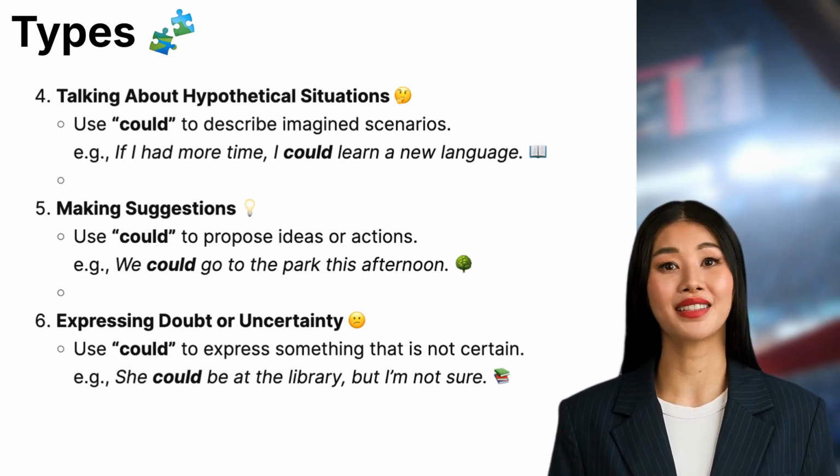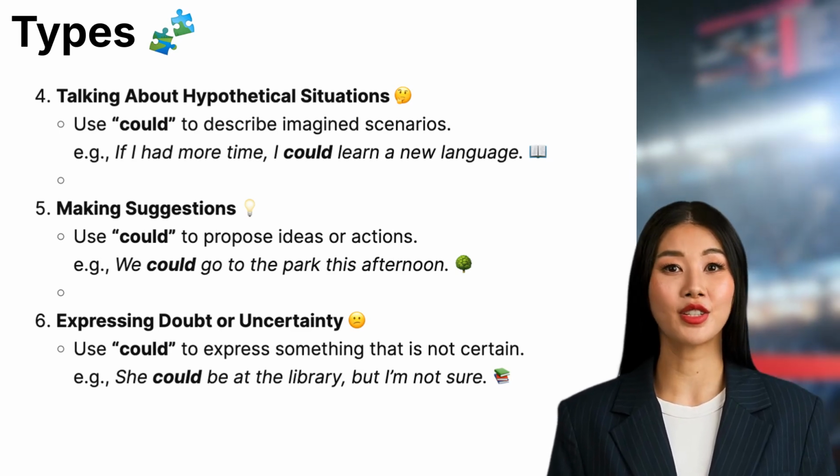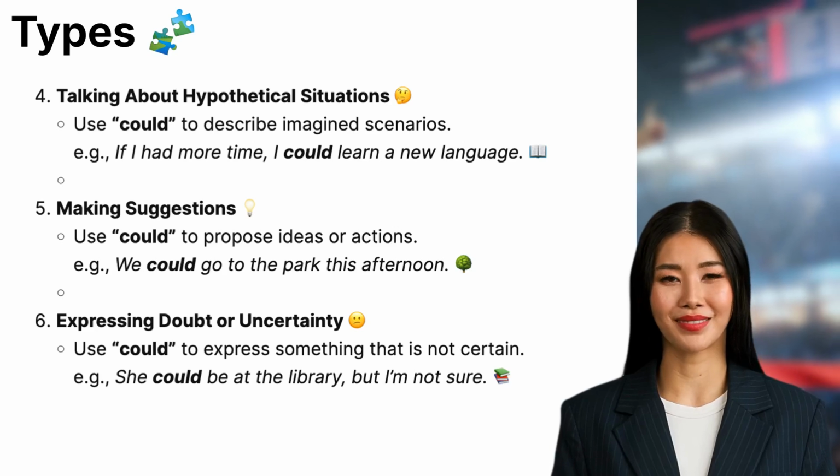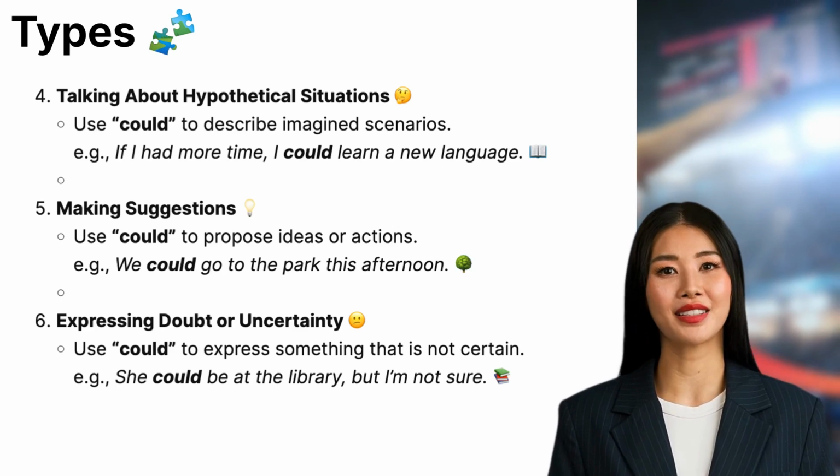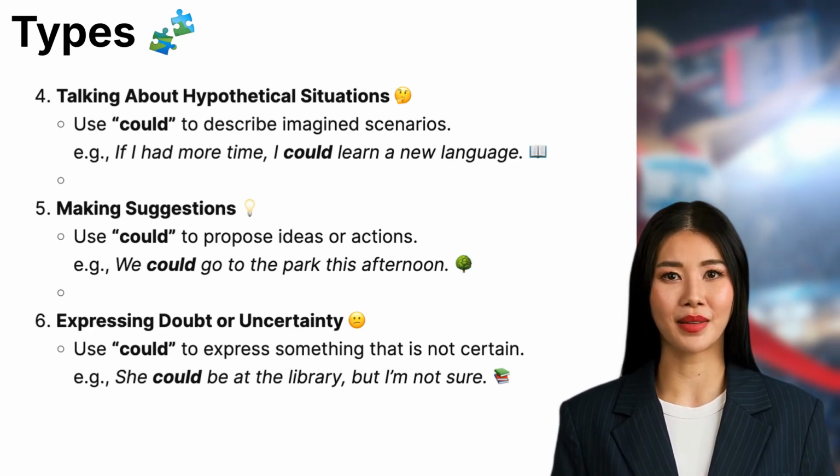6. Expressing doubt or uncertainty. Use could when you are not completely sure about something. Example: she could be at the library, but I'm not sure. This means it is possible that she is at the library, but I am uncertain.